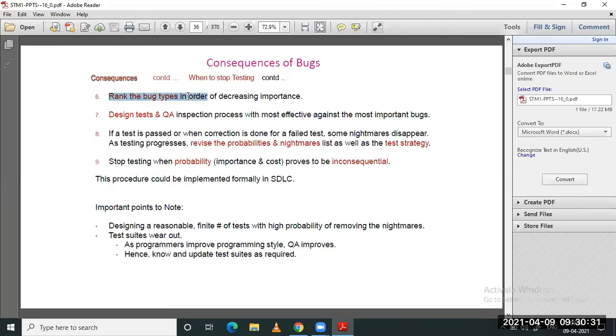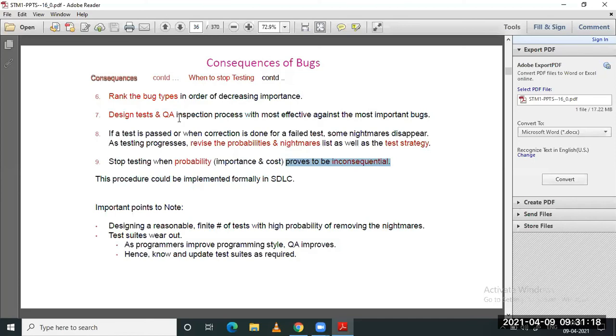Rank the bug types in order of decreasing importance, and design tests and QA inspection processes most effective against the most important bugs. QA means quality assurance. If a test is passed, or when a correction is done for a failed test, some nightmares disappear. As testing progresses, revise the probabilities and the nightmares list as well as the test strategy. Stop testing when the probability proves to be inconsequential. This procedure could be implemented formally in the SDLC.